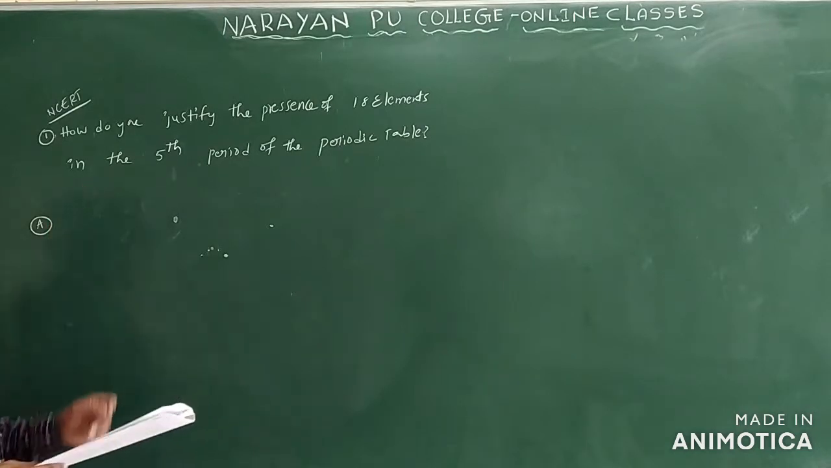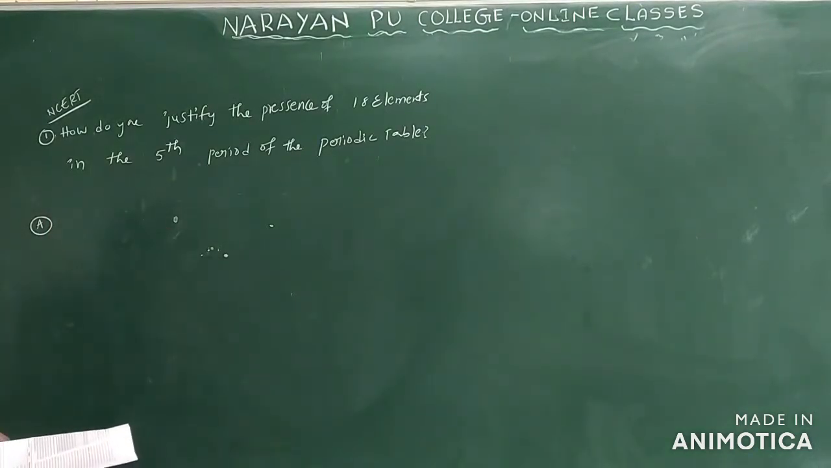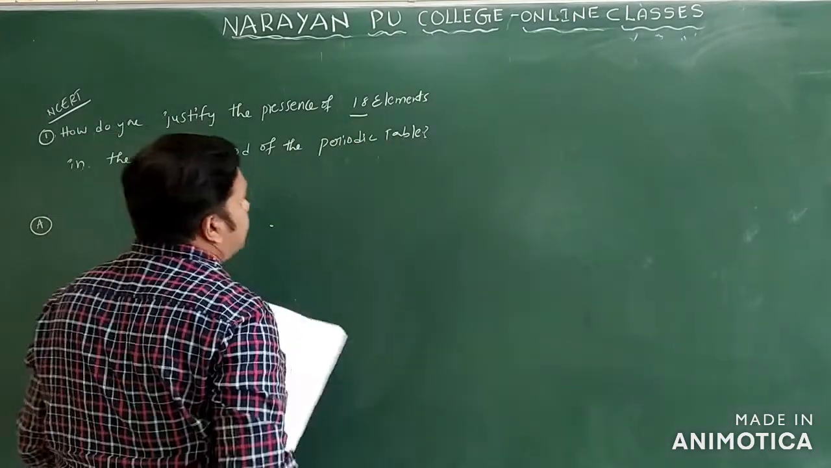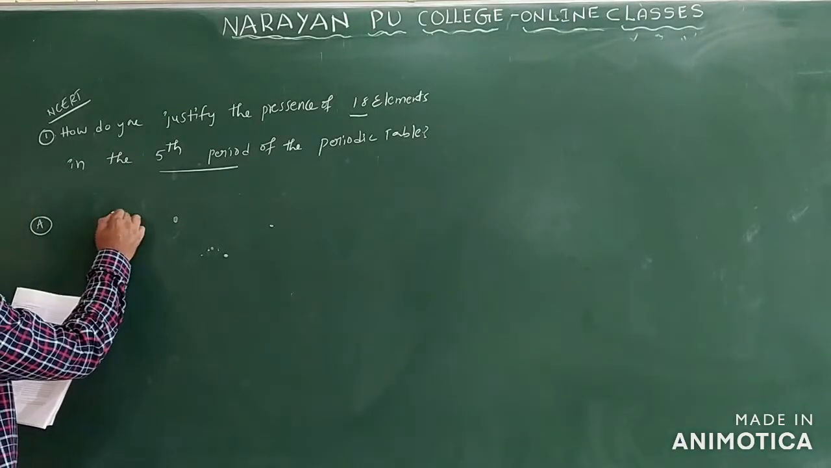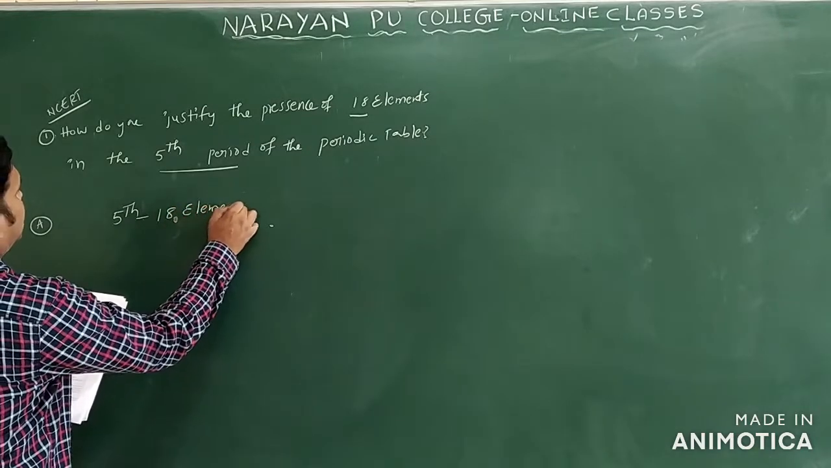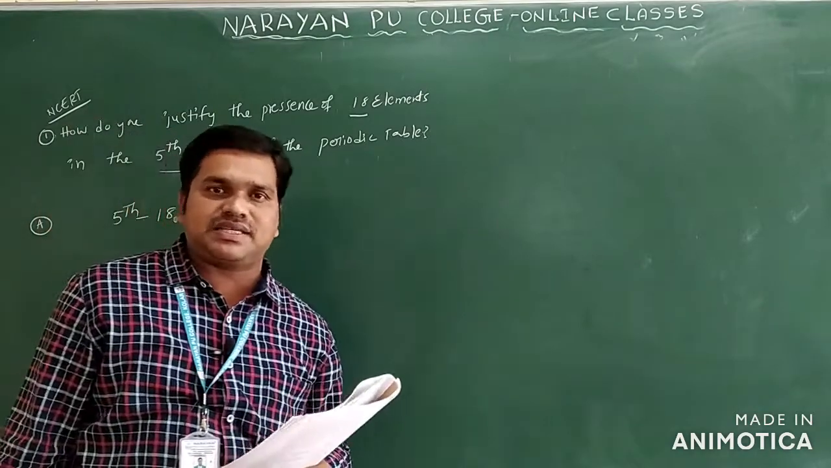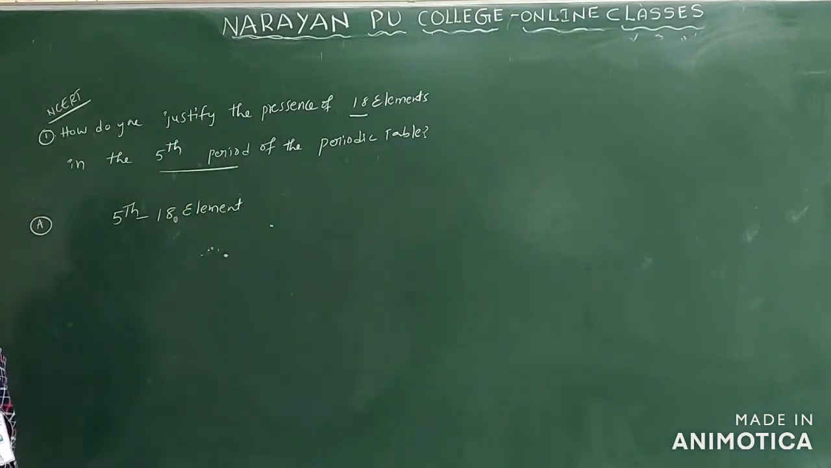So this is one of the NCERT questions in your textbook. How do you justify the presence of 18 elements in the fifth period of the periodic table? Generally this fifth period contains how many elements? 18 elements only. How can you say that this fifth period contains 18 elements? They are asking this. Okay, fifth period means, I already told you, period number indicates what?